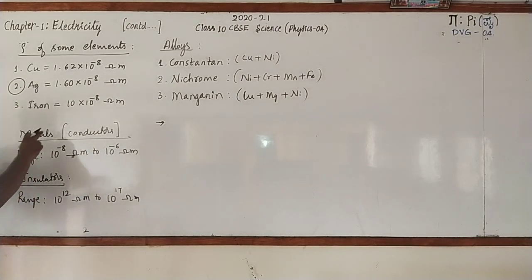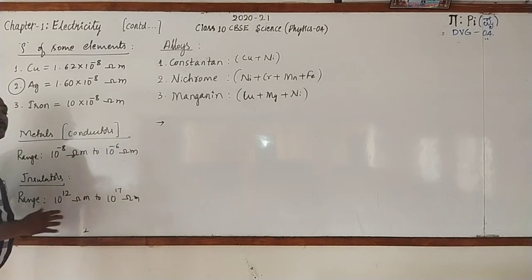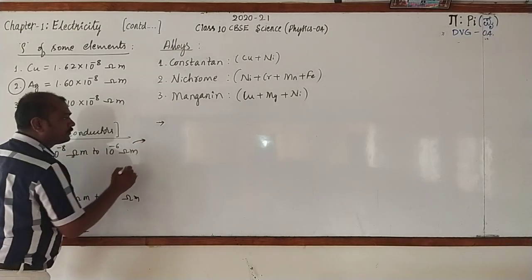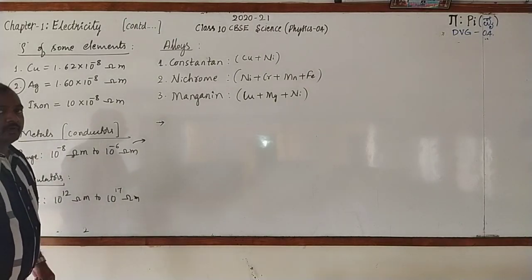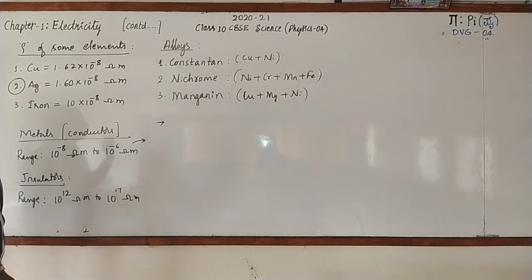And another one. In general, metals. When you go for taking the metals, in general, we can write the resistivity of the metals as range like this: 10 raised to the power minus 8 ohm meter to 10 raised to the power minus 6 ohm meter. As the resistivity is less, these will be used for transmission wire, particularly copper and aluminium. These two will be used for domestic wiring.